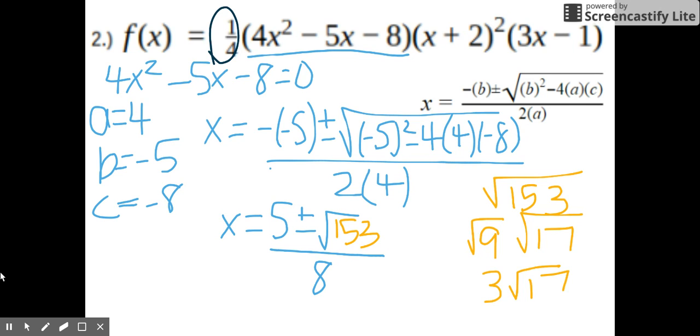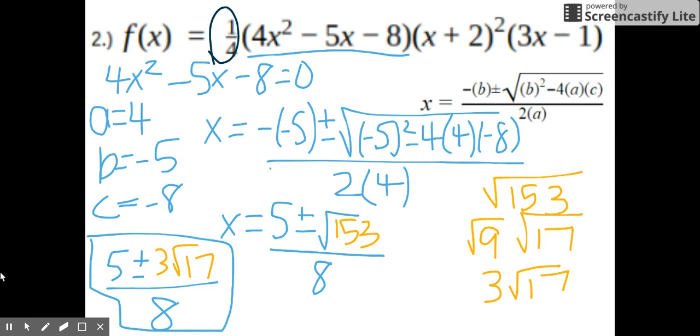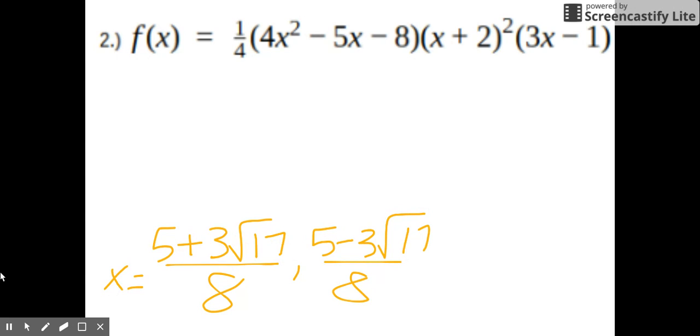So when I plug this back in, I'm going to end up with 5 plus or minus 3 square root of 17 over 8. And there's no GCF I could take out of 5, 3, and 8, so this is just my answer. So that is 2 of my answers. With this problem, I have 5 plus 3 square root of 17 and 5 minus 3 square root of 17 over 8. So now we need to find the other zeros.